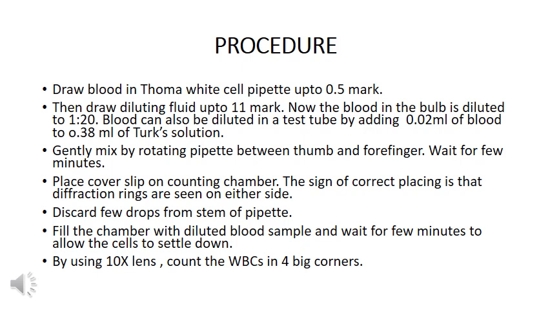You should keep in mind that we count the WBCs in the corner big squares of the Neubauer chamber. In the central large square, we will not count the WBCs. Whenever we need to count the WBCs, we will count them in the corner squares, the four big squares at the corners.